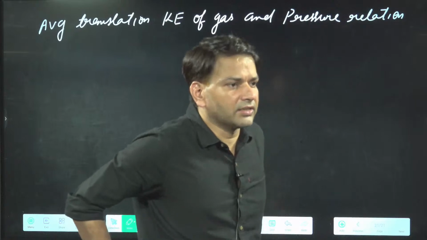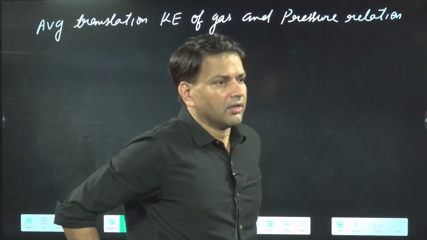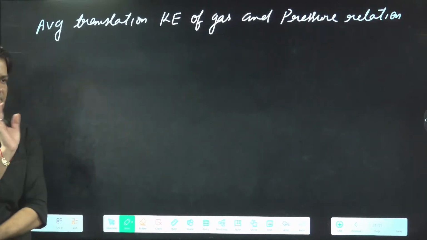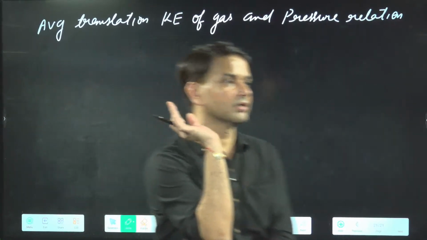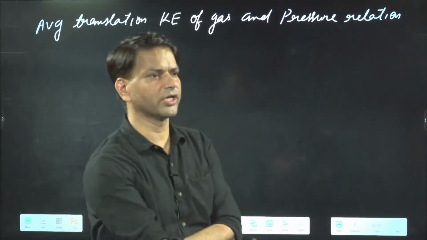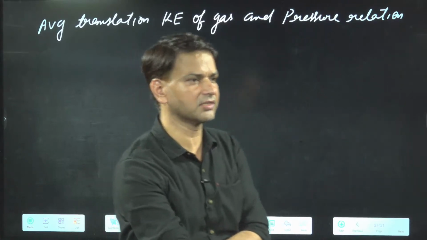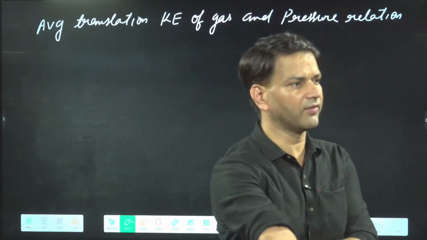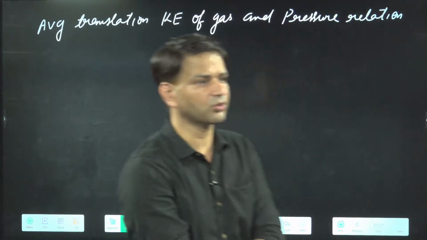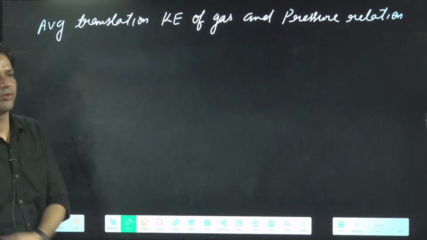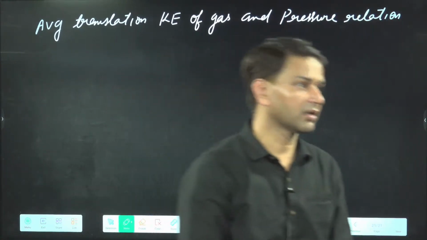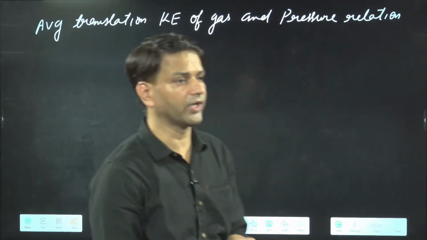Two or three questions I discussed yesterday and the day before. When the mass of the molecule is halved and velocity doubled, what is the effect on the pressure of a gas? This question I discussed. So the average translation kinetic energy of the gas and the pressure relation we have to find.